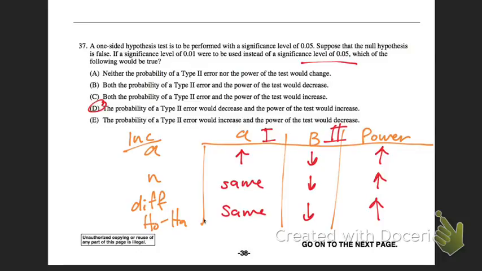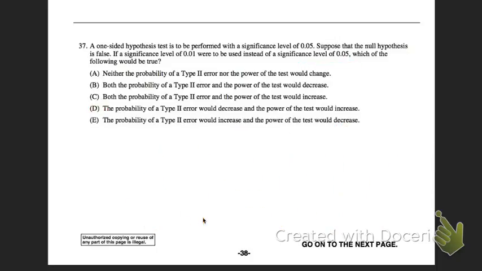It's not D though. It's the last one. Yeah, I put D and it's not D. Wait, hold on. Let me reread this. I read it going from 0.01 to 0.05. It's going from 0.05 to 0.01. So I'm decreasing alpha, so it's doing the opposite. It increases beta and decreases power. So it's E.